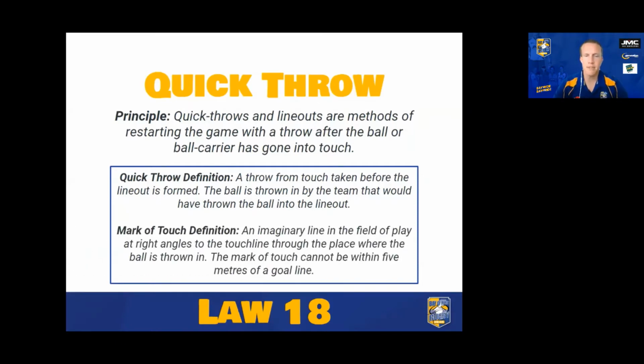And we have the mark of touch definition. This is something that we'll be touching on a few times throughout today. Mark of touch is basically where the throw can be taken from. It's an imaginary line in the field of play at right angles to the touch line, from where the ball can be thrown in. Note that this can't be within 5 meters of any goal line. So it can't be within 5 meters of an attacking goal line or a defending goal line, either or. And it comes in handy when talking about quick throws and lineouts, so it's a pretty important reference for us.